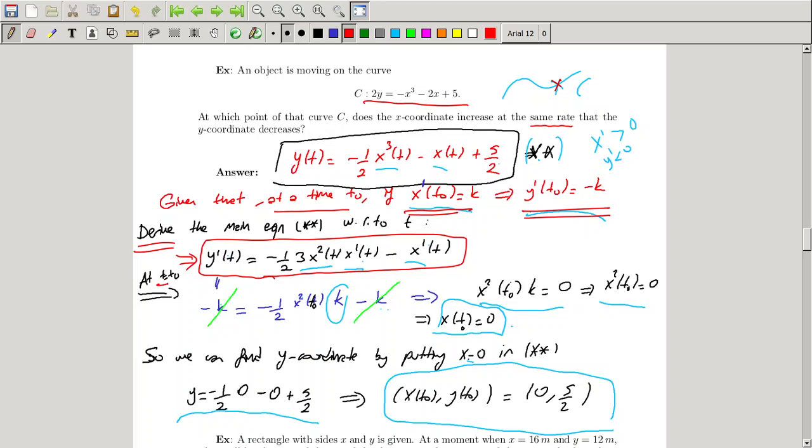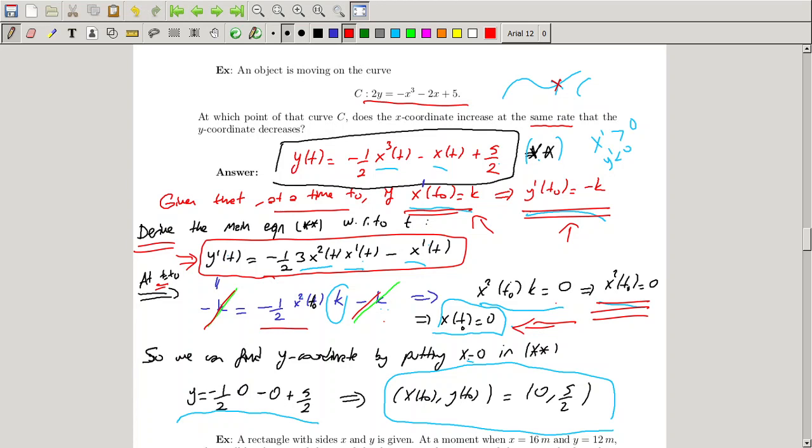And at the point t is equal to t0, just write the value. Y prime is equal to minus k, x prime is equal to k. If you write them, minus k is equal to minus 1 over 2 x squared at t0 times k, minus k. These two k's cancel each other. Then what I have is x squared at t0 times k equal to 0. Since k is not equal to 0, because we have two different values of k, negative and positive, x squared must be equal to 0. So it means x is equal to 0 at the point t0.